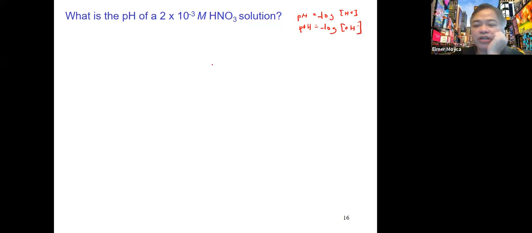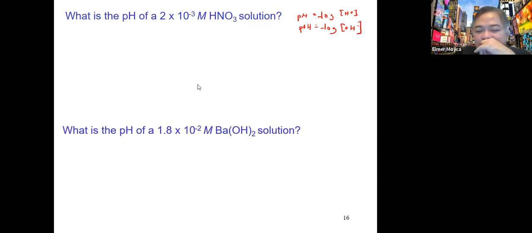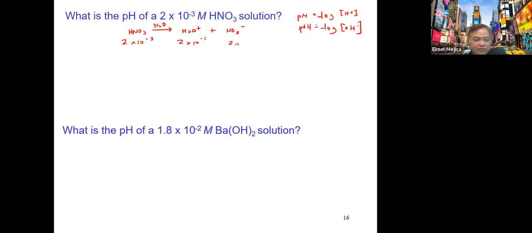Okay? So if we're going to look at this, how do we solve this one? So if you have a nitric acid, what will happen to the nitric acid? It will dissociate to give you H3O plus, the water, and NO3 minus. So whatever you have here, 2 times 10 to the negative 3, that's a 1:1 ratio, right? So all you need to do is what? pH equals to negative log 2 times 10 to the negative 3. And what do you get?